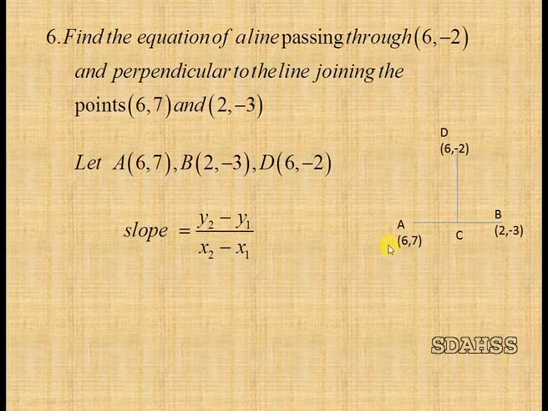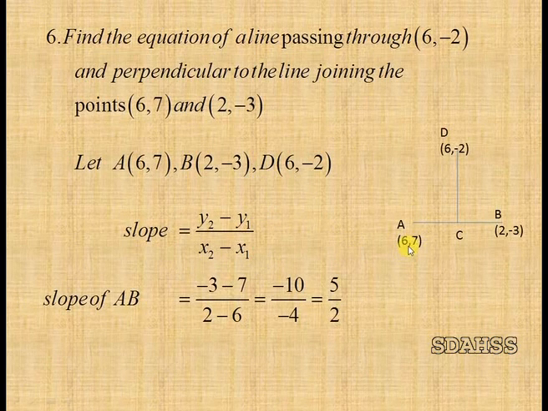Slope is equal to y2 minus y1 divided by x2 minus x1. First point is x1 y1 and this is x2 y2. Substitute the values. In the place of y2 substitute minus 3, minus in the place of y1 substitute 7, divided by in the place of x2 substitute 2, minus in the place of x1 substitute 6. So minus 3 minus 7 is minus 10, divided by 2 minus 6 is minus 4. Cancel the minus sign and cancel by 2, then remaining you have 5 by 2. This is the slope of AB.